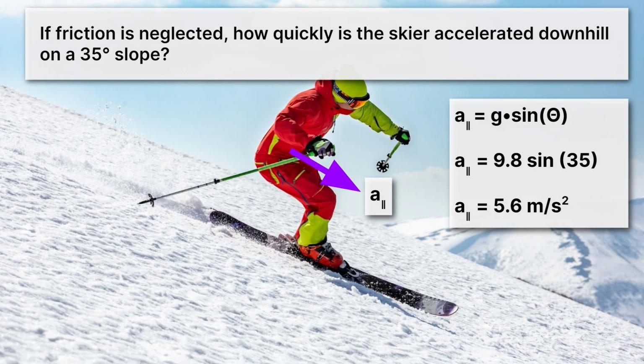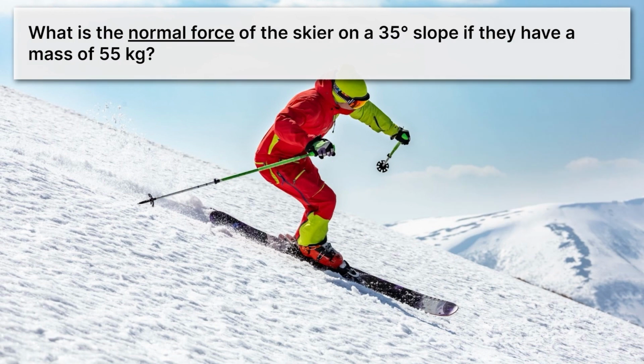Okay, now that we've done this parallel acceleration, let's take a look at actually the forces on this surface. So this question says, what is the normal force of the skier on a 35-degree slope if they have a mass of 55 kilograms? Well, just as we can split up the acceleration into components, we can split up the force of gravity into components. So we have the force of gravity that's parallel to the surface, drawing that skier down the hill at a rapid speed, and the force of gravity that's perpendicular to the surface, that is holding the skier to the slope.